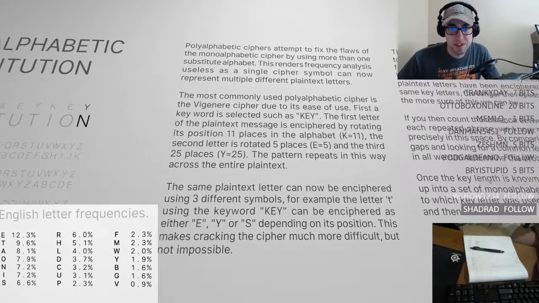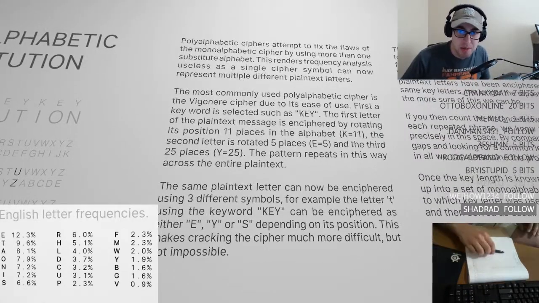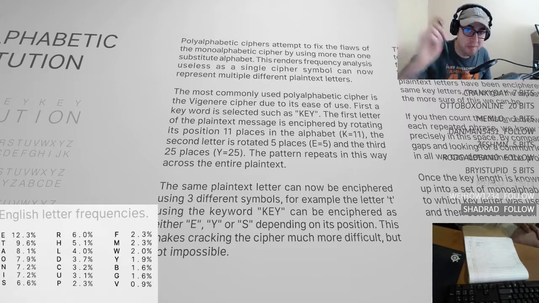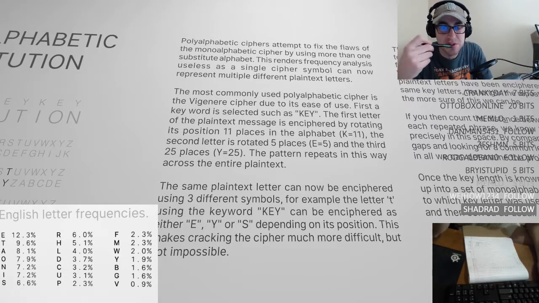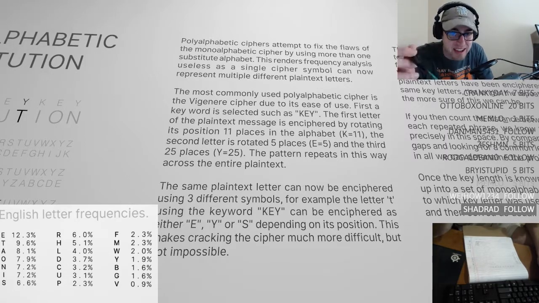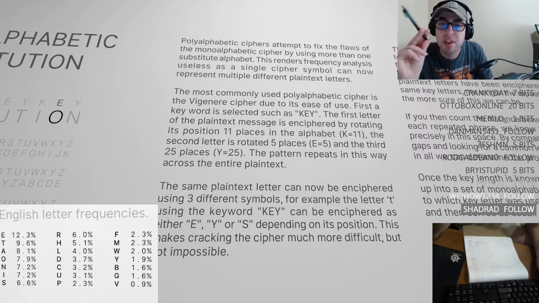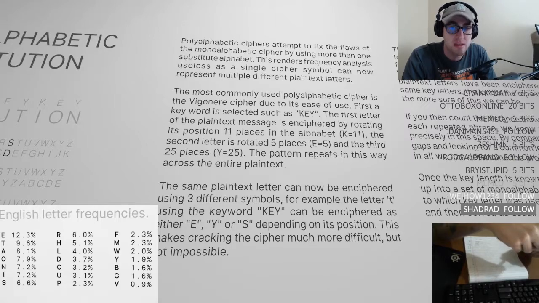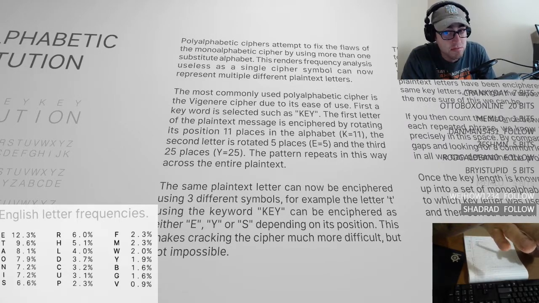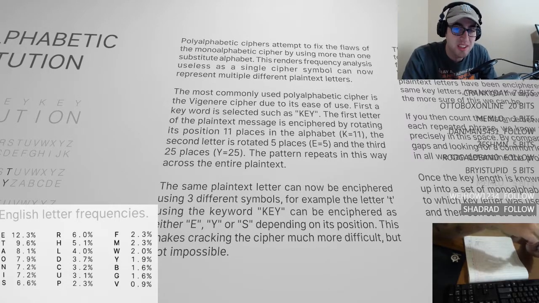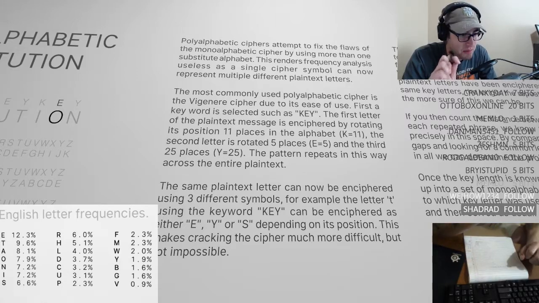Polyalphabetic ciphers attempt to fix the flaws of the monoalphabetic cipher by using more than one substitute alphabet. This renders frequency analysis useless, as a single cipher symbol can now represent multiple different plain text letters. The most commonly used polyalphabetic cipher is the Vigenère cipher. Due to its ease of use, first a keyword is selected, such as key. The first letter of the plain text message is enciphered by rotating its position 11 places.